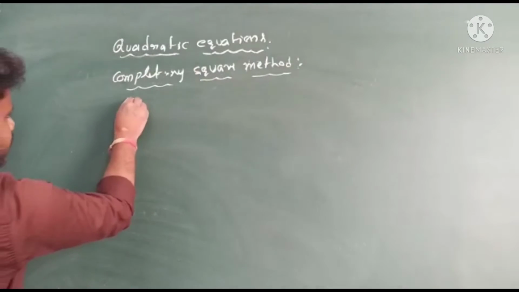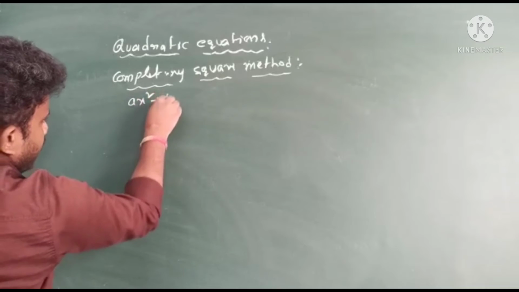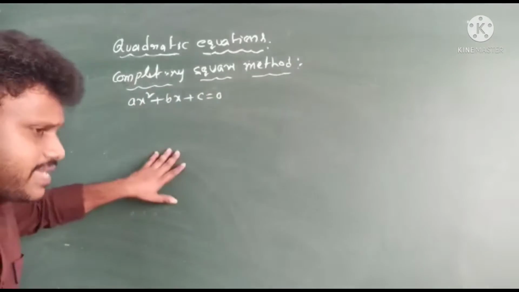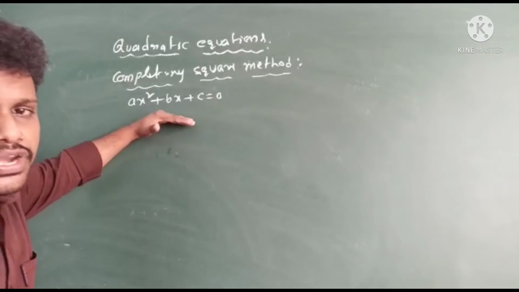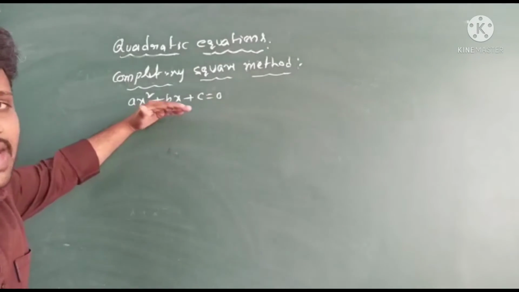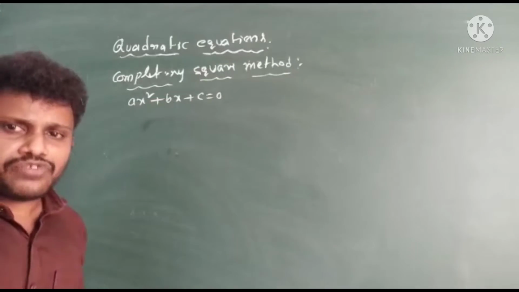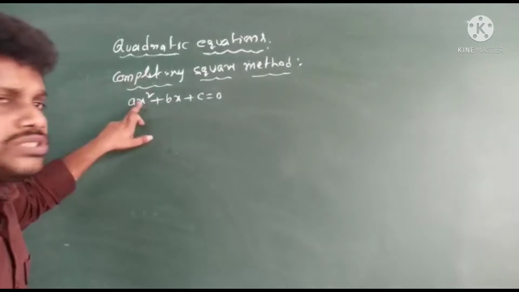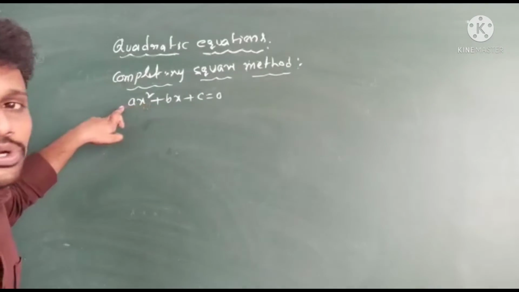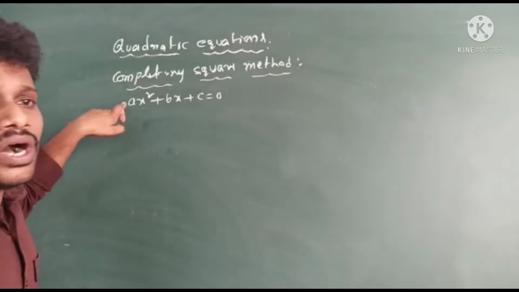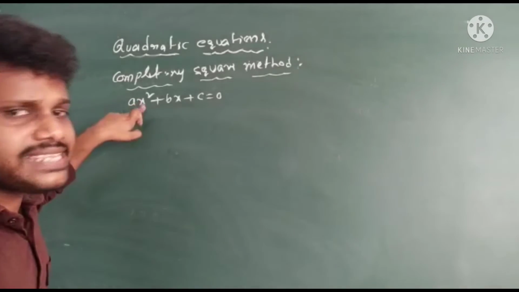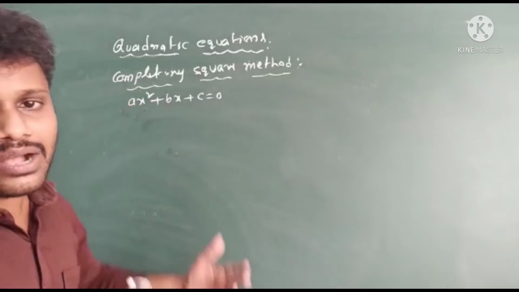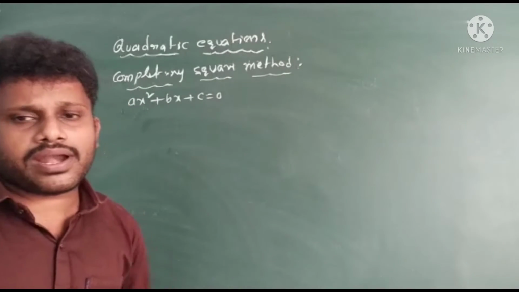Suppose I consider the given quadratic equation as ax square plus bx plus c is equal to 0. In this quadratic equation, first of all, we need to convert the given quadratic equation into a monic quadratic equation. As we already discussed, the definition of a monic quadratic equation is that the x square coefficient must be 1. Here the x square coefficient is a, so we need to eliminate it. Then we are going to convert the quadratic equation into a monic quadratic equation.